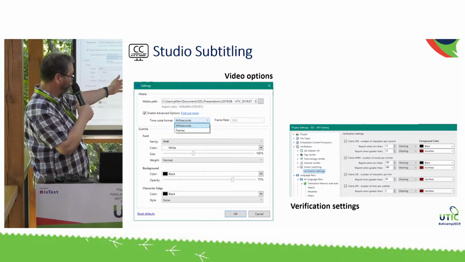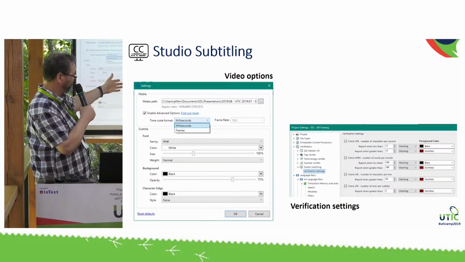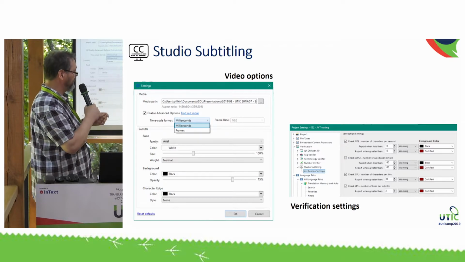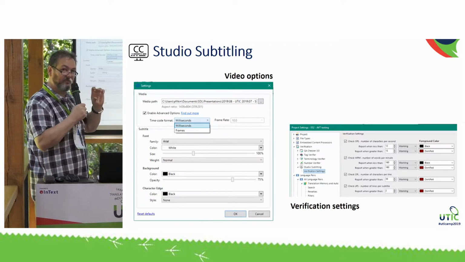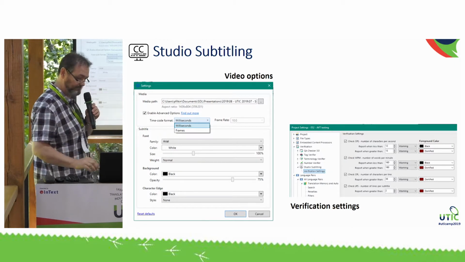And we carry out some rudimentary QA testing. So you can check the characters per second. You can check the words per minute, the characters per line, the lines per segment. So you can check all of those things and set those to be whatever your style guide has specified to make sure that it's correct while you're working.